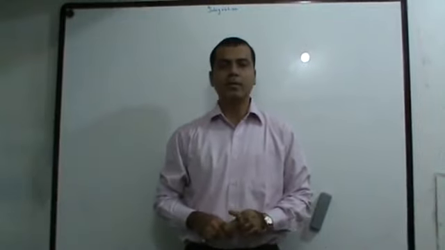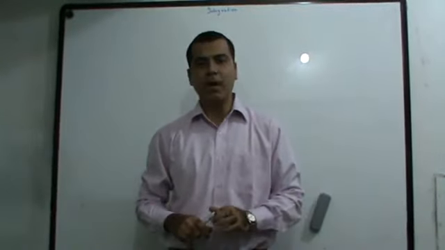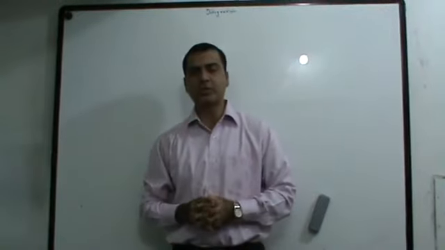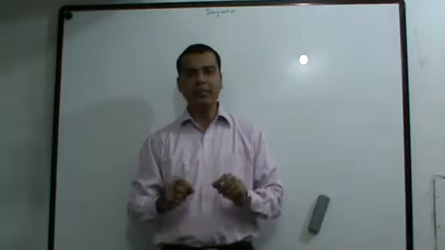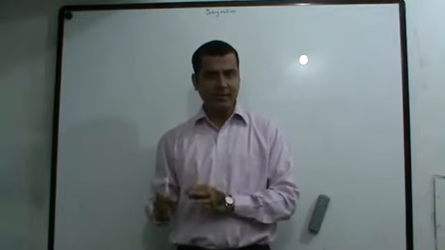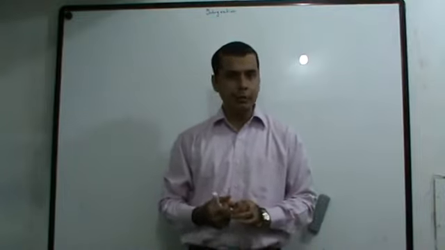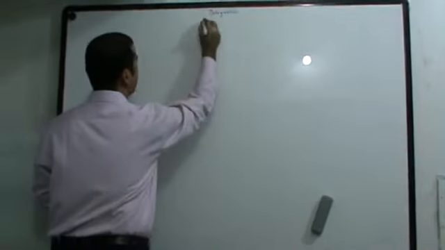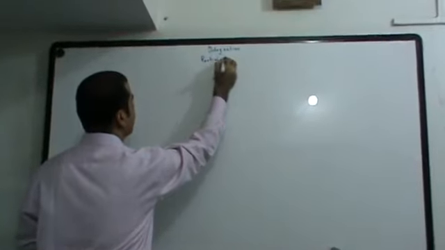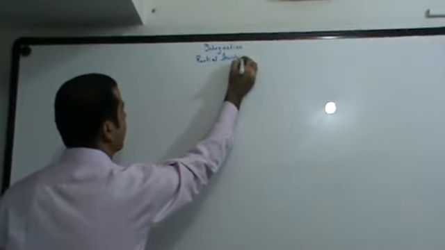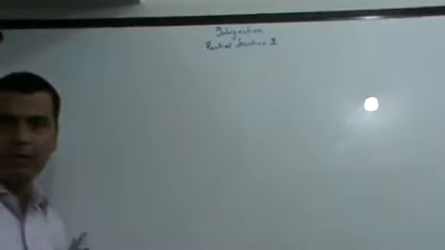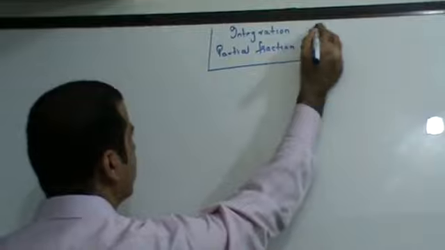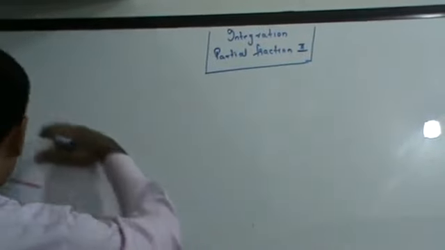Right, now we'll start with another chapter of integration. We'll do partial fractions part 2. In part 1 we saw how to do partial fractions. Here we will see how to do partial fractions if you have repeated factors in the denominator. So we're doing integration partial fractions part 2. We've already done partial fractions part 1. Now we are doing partial fractions part 2. Right? Let's see this.